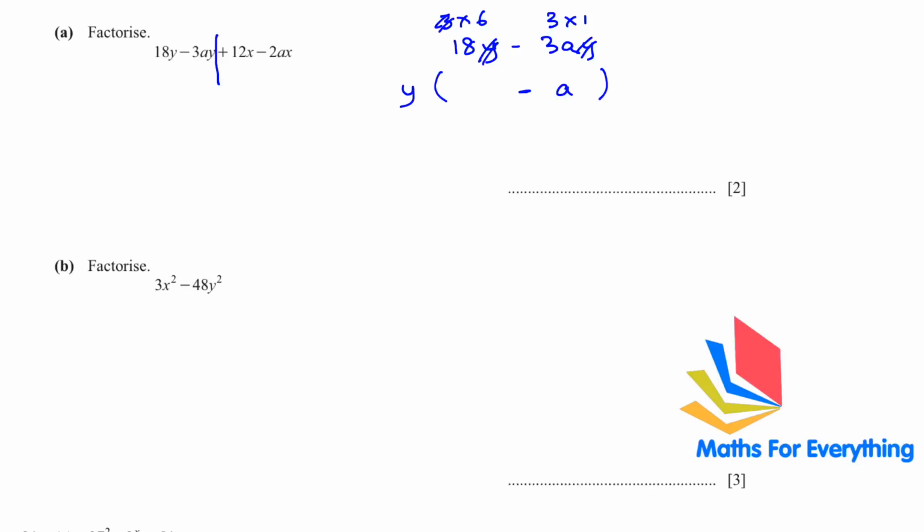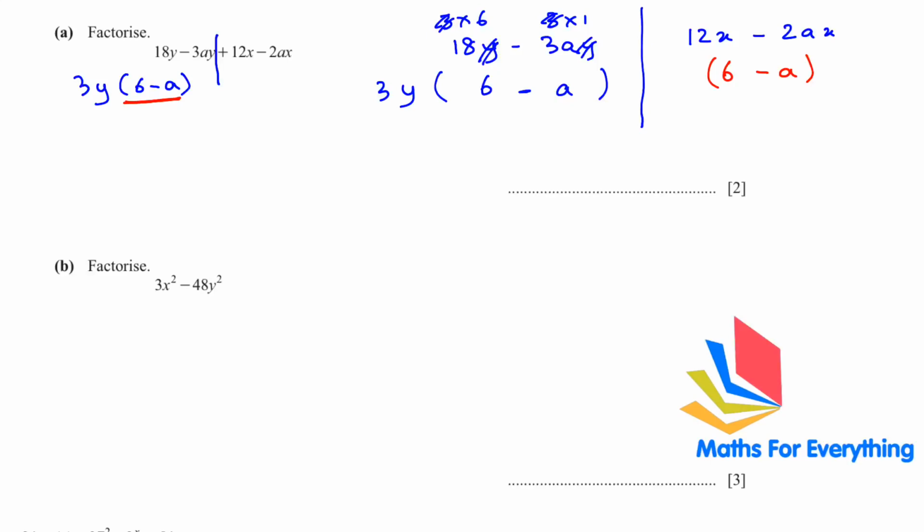So again, what is common? 3. That is what we factorize out. And we are left with 6 and 1. We don't write 1a, we can just write it as a. So that is the first part we have here, 3y, 6 minus a. Now for the second 2 terms, 12x minus 2ax. Whenever you have 4 terms and you're factorizing, remember that you will have one bracket the same. So you have 6 minus a. You are supposed to get 6 minus a here.